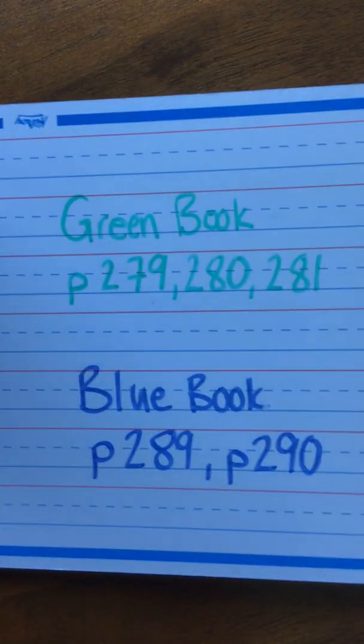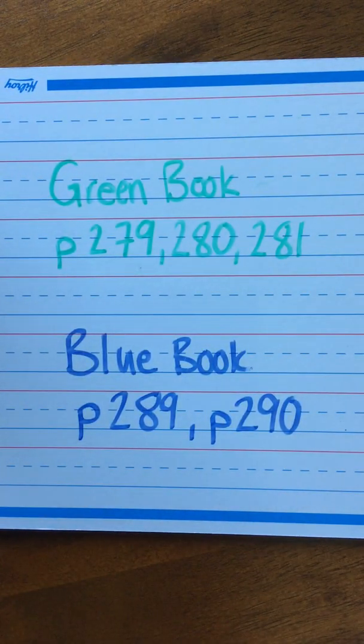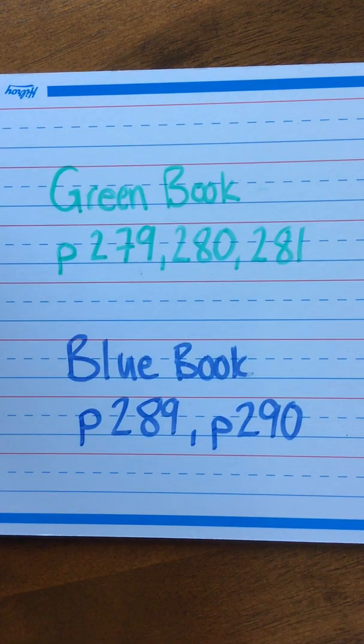All right, if you have a green book, you are going to do page 279, 280, 281. If you have a blue book, you're going to do page 289 and 290. Okay, good luck. Happy mathing!